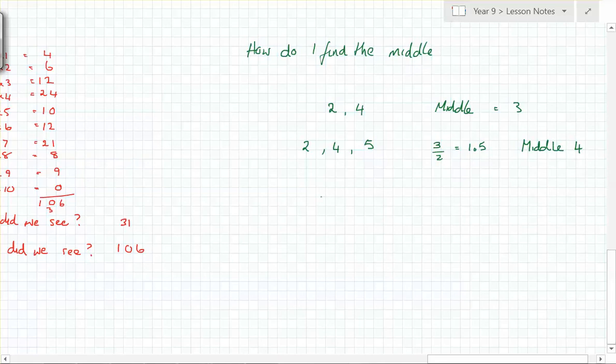So if I have 10 numbers, so I've got 10 numbers in a line, okay? 1, 2, 3, 4, 5, 6, 7, 8, 9, 10, right? It doesn't matter what those dots represent.